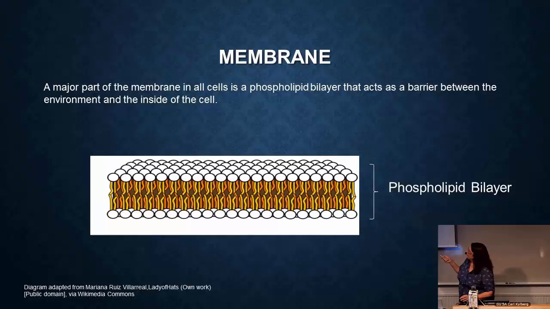So the major part of a membrane in all cells, in our cells, in plant cells, in all cells, is what is called a phospholipid bilayer. And this acts as a barrier between the environment and the inside of the cell. And this is a drawing of what a phospholipid bilayer looks like. And this has a couple of features.